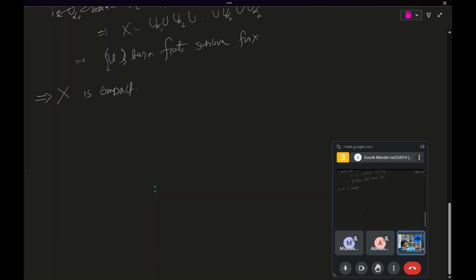So now the next question is as follows. Show that any uncountable set with co-countable topology is not compact.